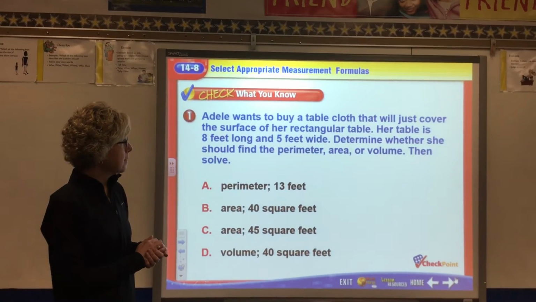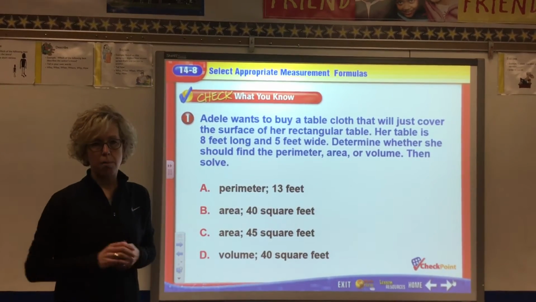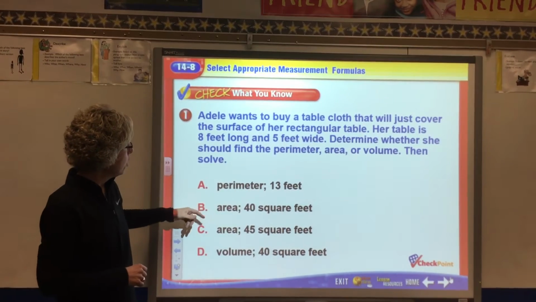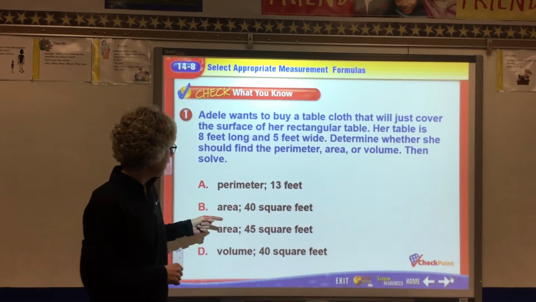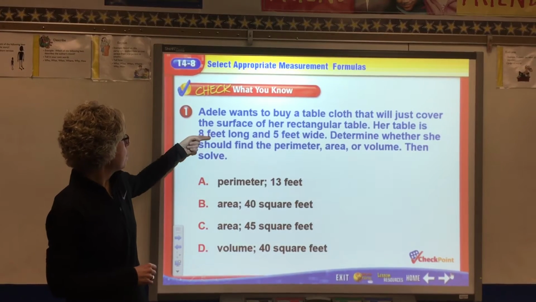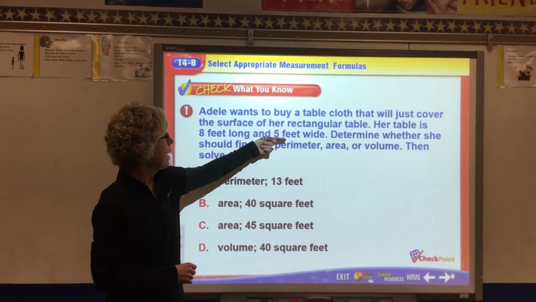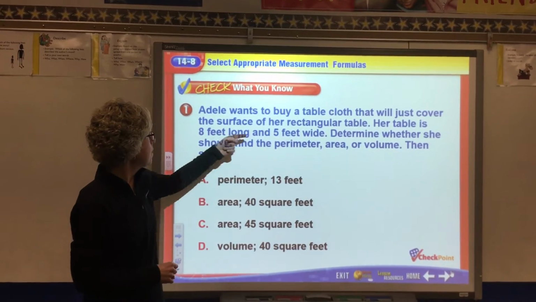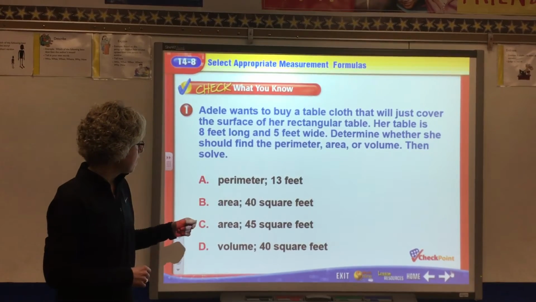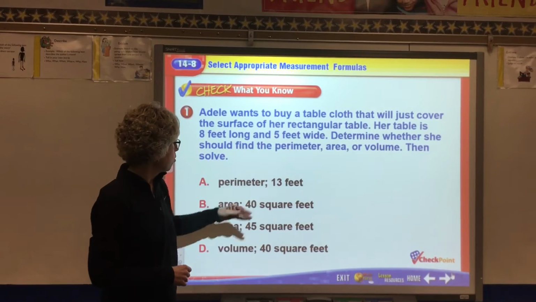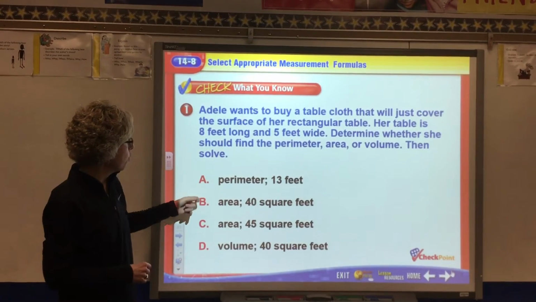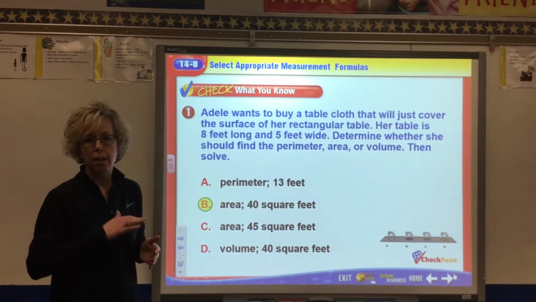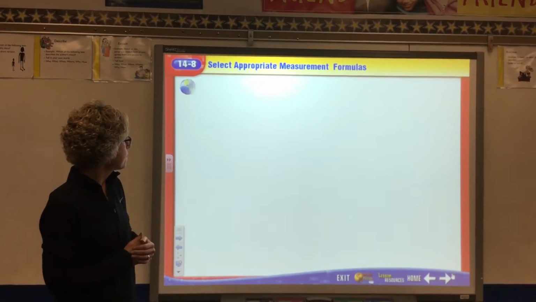And in that case, it's kind of like putting carpet down, painting a wall. We're covering the top of her table, so then we would find, again, area. If we know that it is 8 feet long and 5 feet wide, you would take length times width, 8 times 5, and you would get that unit of feet squared. 8 times 5 we know is 40, so it would be 40 square feet. Again, we're finding area when we want to cover.